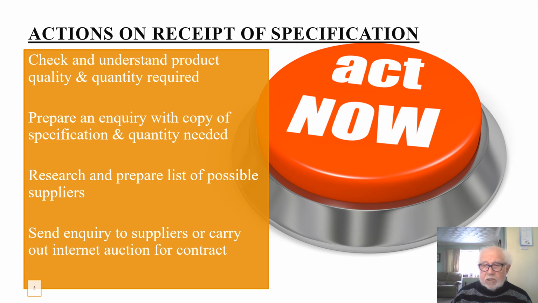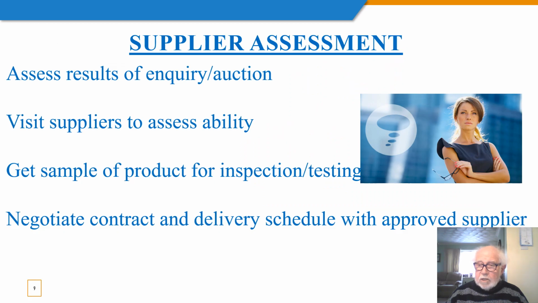The actions on this slide are necessary for new products and when negotiating new contracts for existing products. When taking on new suppliers, it's essential to visit their premises to assess their ability to supply and get a sample of their product for inspection and testing. For example, when I started at a new job, I always visited current major suppliers.